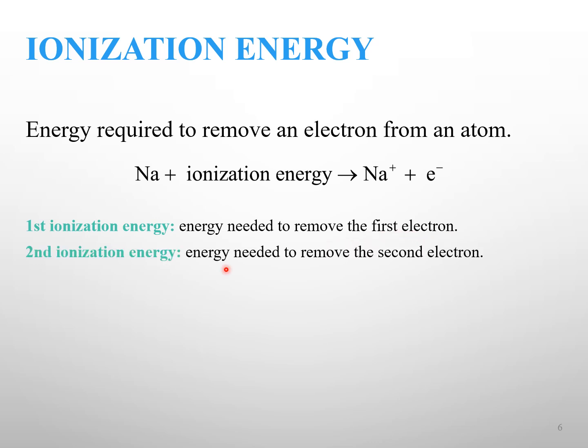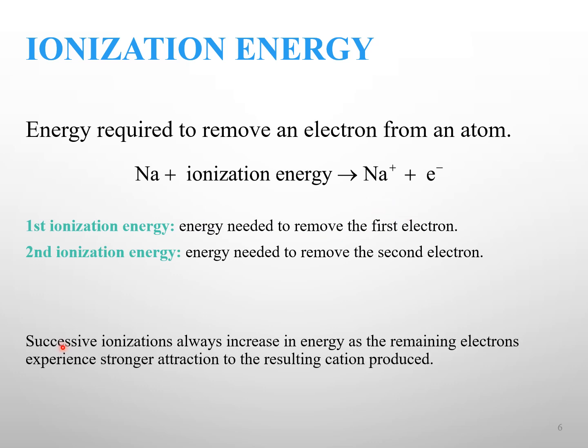If you wanted to remove the second electron, it would be called the second ionization energy. That means after you pull out one electron, you take Na+ and pull out another electron from Na+, and it becomes Na2+. Successive ionization always increases in energy as the remaining electrons experience stronger attraction to the resulting cation produced. So it's always going to be harder from the first to the second to the third to the fourth.